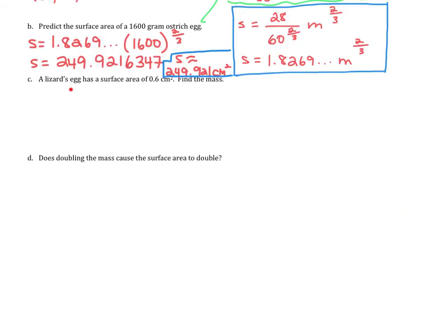Part C: a lizard's egg has a surface area of 0.6 centimeters squared. Find the mass. So again, I encourage you to pause the video, try it on your own, and then check your answer.